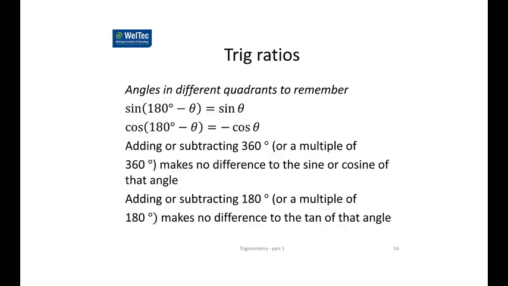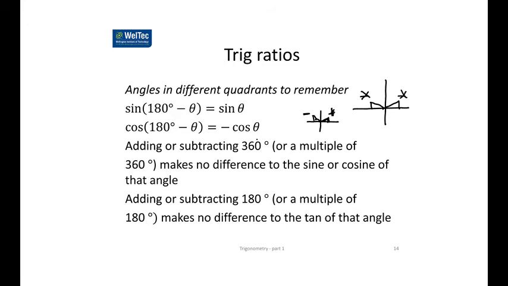Just some things to remember, and this is based on the quadrants: sine in quadrant 1 is going to be the same as sine in quadrant 2, which means that the sine of theta is going to be the same as the sine of 180 minus theta. But for cosine, cosine is positive in the first quadrant, so it's a right angle triangle, but in the second quadrant cosine is negative. So the cosine in quadrant 2 is the negative of the cosine of the angle in quadrant 1.